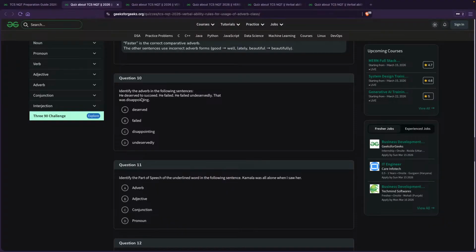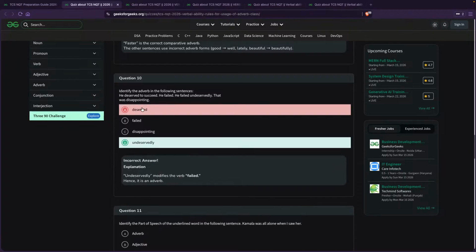Hmm. I think I will go with deserved. Undeservedly. Undeservedly modifies the verb. Okay, so the adverb modifies the verb, and here, he failed undeservedly. So this is a verb. Failed means he failed his exam. That's a thing he did. Then this is modifying the verb.